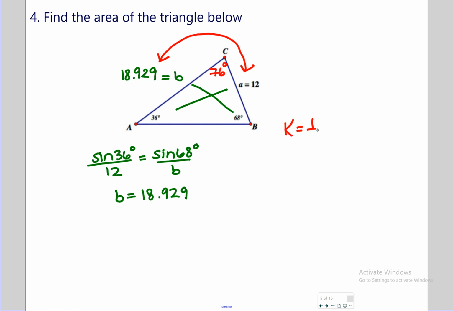So it would look like the following: 1/2, both of your side lengths, 12, 18.929, and then sine of the angle between them. And then you can just type the whole thing in your calculator. I'm going to get 110.20. Again, we'll just say units squared. Questions on 4?